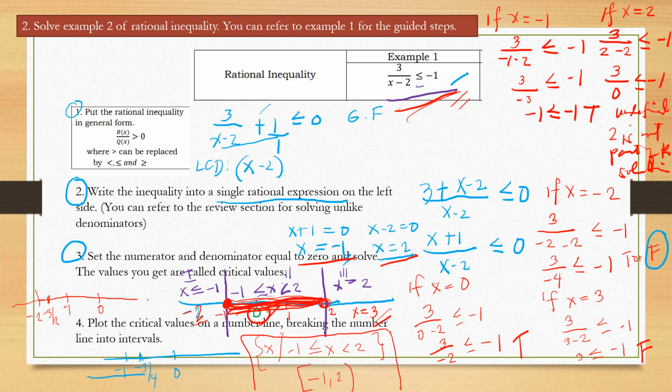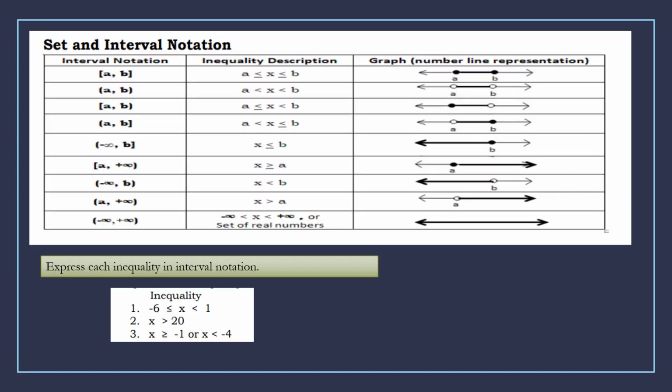That is how to find the solution in a rational inequality. So we have here the set and interval notation. So these are the interval notations, the one I wrote a while ago. So these are the representations. The inequality descriptions, yung sinulat ko din kanina sa region 1, 2, and 3. Tapos kung i-graph mo, ganito. Ganito yung graph niyan.